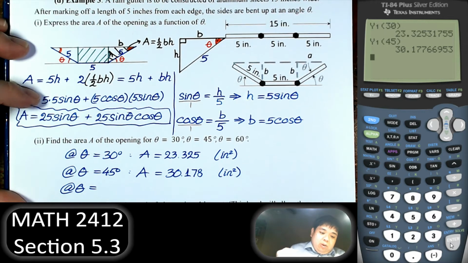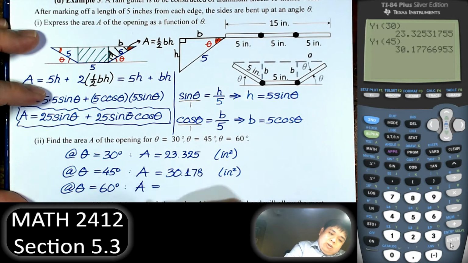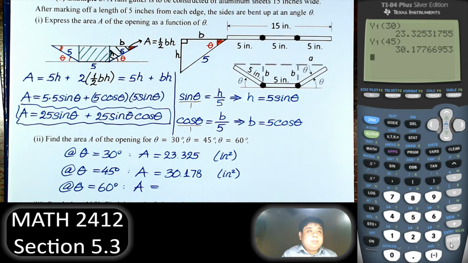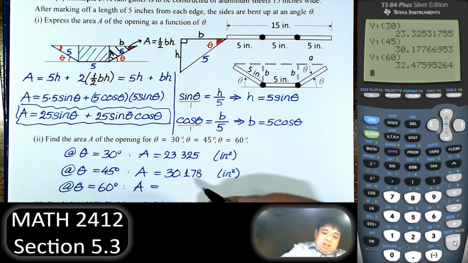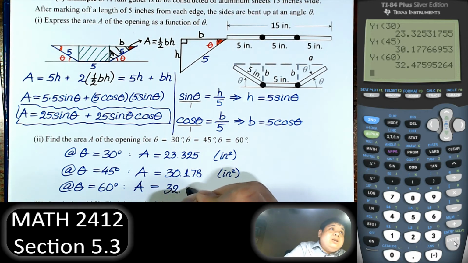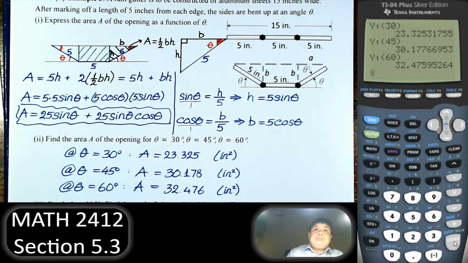When theta equals 60 degrees, area equals... or just highlight it and change it to 60. 32.476 inches square. Right, so that's simple enough, right?